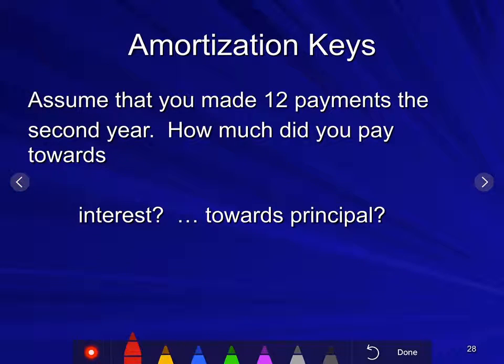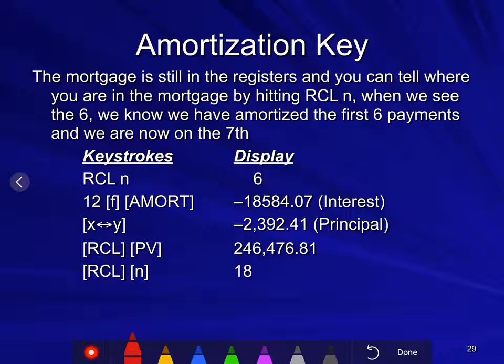Now let's assume that you made 12 payments in the second year. How much did you pay towards interest, and how much did you pay towards principal? And notice when we're saying second year, this is after the first six payments, because that's kind of where we are. So it's like somebody got the mortgage in June, made 6 payments in the first year. We're now sitting there, our N is 6. How much went towards interest, how much went towards principal? Recall N just at this point, just to show, okay, yep, we really are sitting here, we're 6 months in.